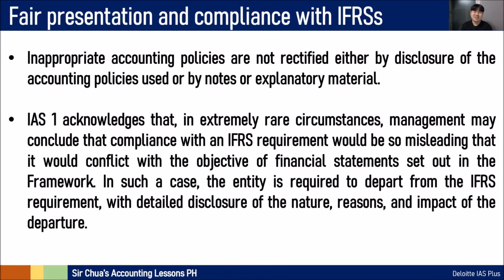IAS 1 acknowledges that in extremely rare circumstances, the management may conclude that compliance with IFRS would be misleading, that it would conflict with the objective of the financial statements to give proper information for decision making. The entity in that case is required to depart from, or not use, the IFRS requirement, with detailed disclosure of the nature, why it departed, and how big the effect of that departure is, in case the entity thinks that compliance or following IFRS is not suitable for that certain line item or transaction. They really have to explain in the notes.